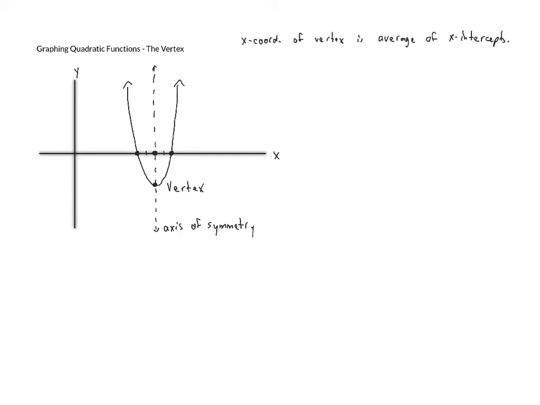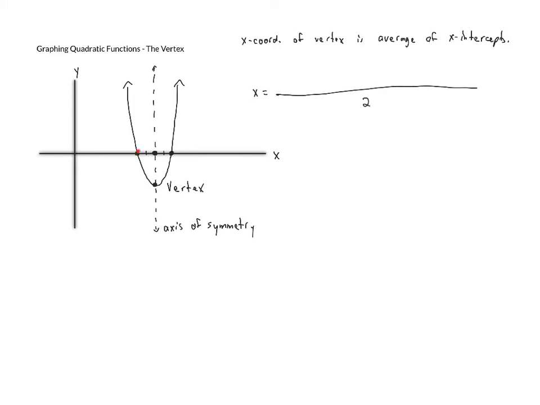Now, I'm going to put this together. It's going to be a little bit of math, and it's going to look really complicated at first. But once we go through and simplify everything, it's going to be very, very simple. So we've said that the x-coordinate of the vertex is the average of the x-intercepts. Now, when we're averaging two numbers, we have to add them and divide by 2. So we want to add the two intercepts together and divide by 2.